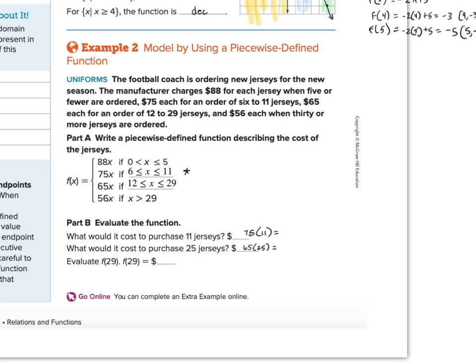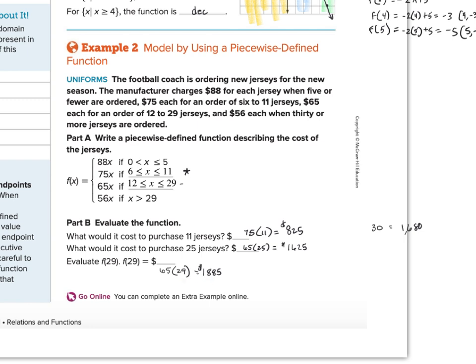29 jerseys would be 65 times 29. As I plug in those values, if I order 11 jerseys, it's $825. If I order 25 jerseys, it's $1,625. If I order 29 jerseys, it's $1,885.